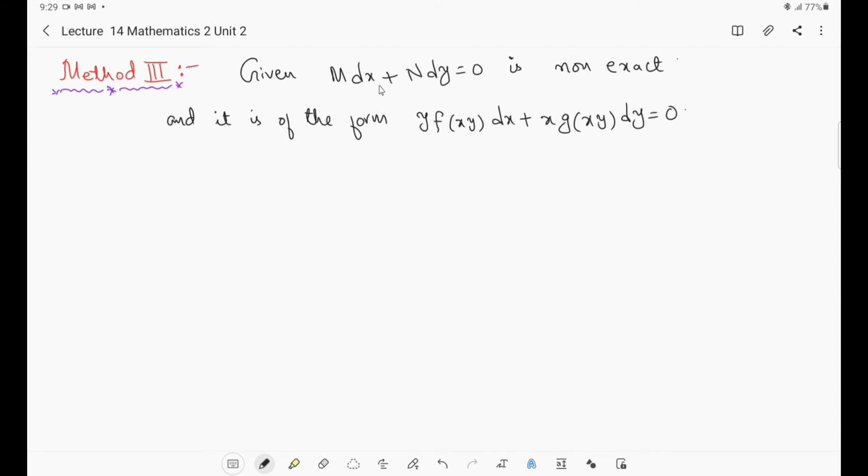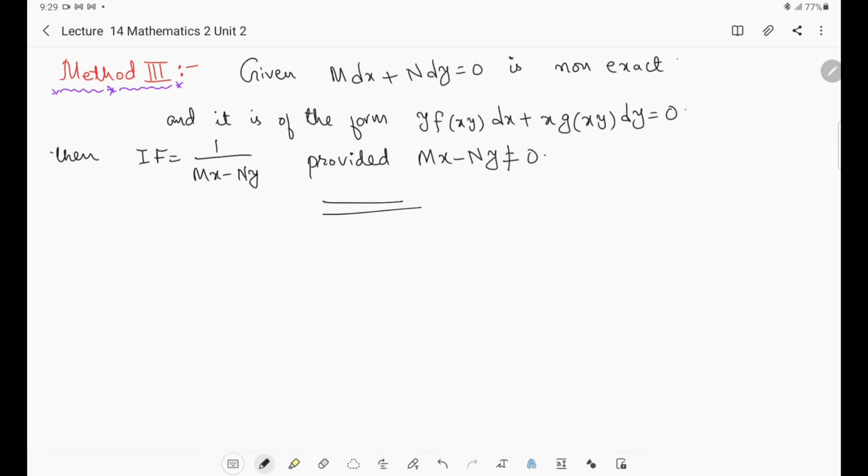If the given equation is non-exact and is of this form, y f(xy) dx plus x g(xy) dy equals 0, then the integrating factor for this equation is given by 1 by (Mx minus Ny). Previously, in the homogeneous method, it was 1 by (Mx plus Ny), now it is 1 by (Mx minus Ny), provided Mx minus Ny is not equal to 0. This is what the method is.